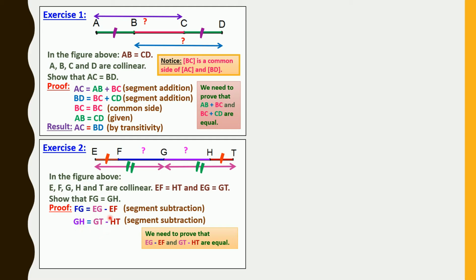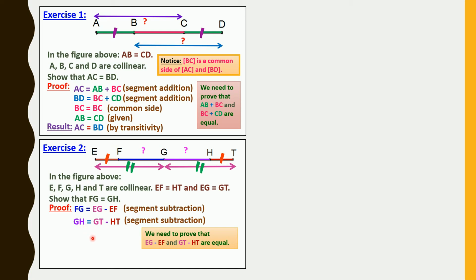So here we notice that EG equals GT because it's given, it's a straightforward evidence, and also EF equals HT, it's also given, it's a straightforward evidence. So result, these two segments are equal by transitivity.